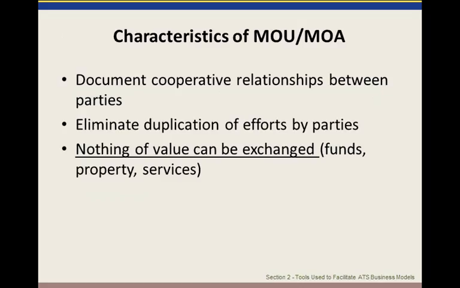Then the third tool is a memorandum of understanding or a memorandum of agreement. These are used to document a cooperative relationship between two or more parties, designed to eliminate duplication of efforts. And the key characteristic of an MOU or an MOA is that nothing of value can be exchanged. You can't pay for services, you can't assign property, that type of thing.